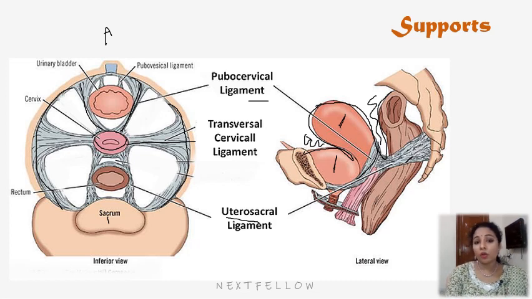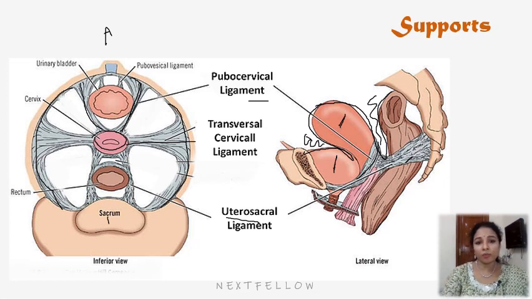So they can also support the uterus, but they are poor supports. And then there is uterine position itself, that is the axis of the uterus, which I discussed in the second slide as the angle of anteflexion and anteversion, which keeps the uterus in position. Next are the transverse cervical ligaments.